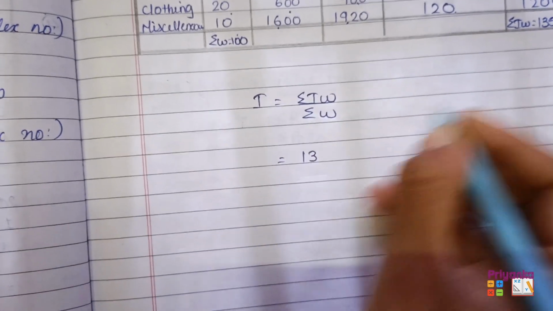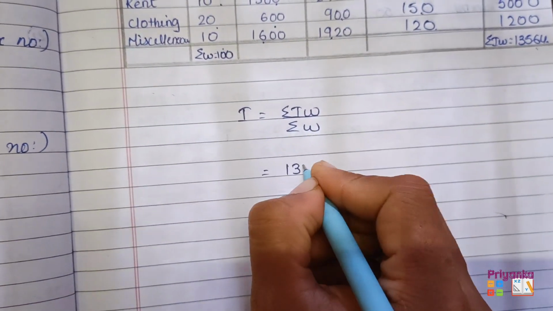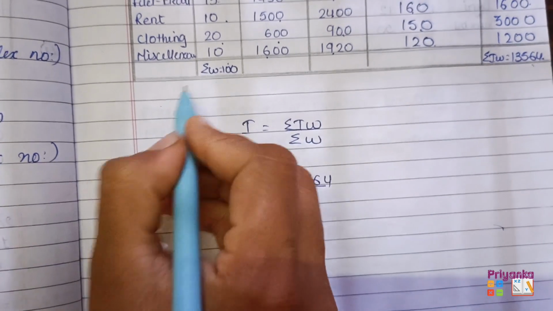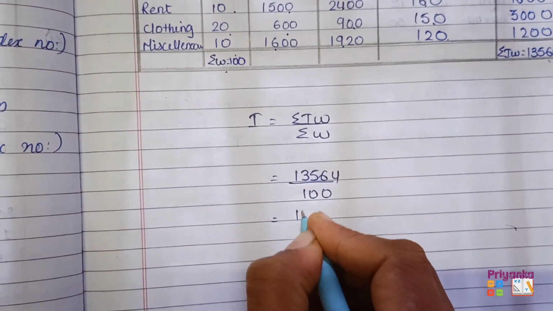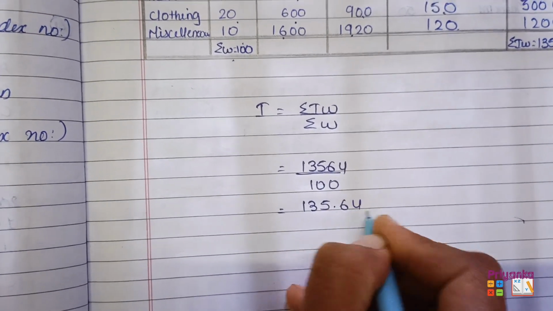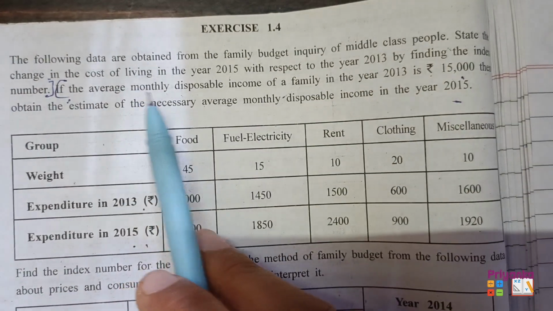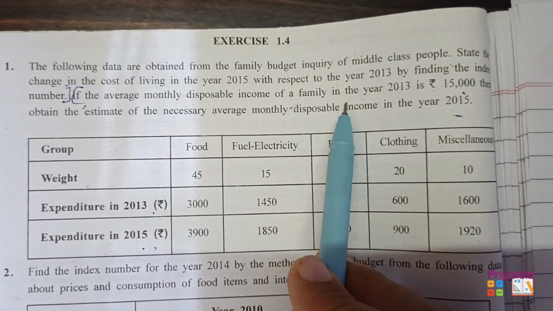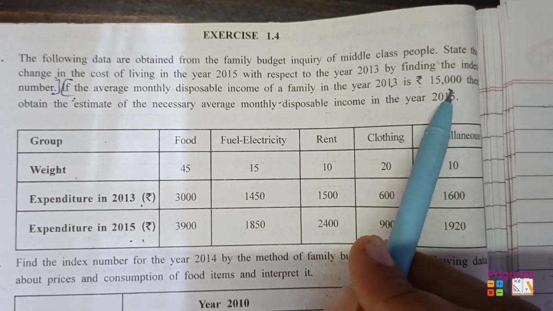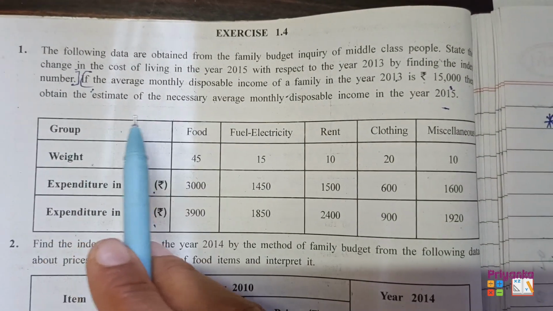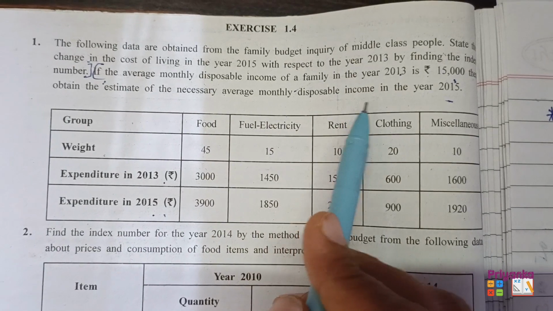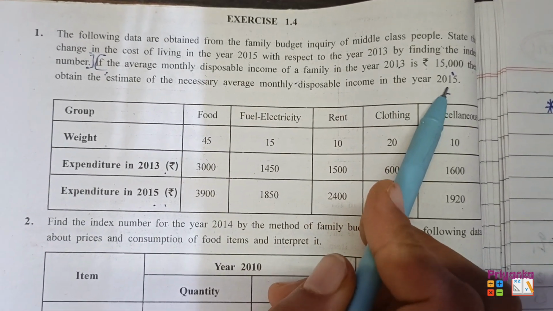Here we get 13564 divided by sigma W, 100, and the answer is 135.64. Now as per the question, they asked to find out, if the average monthly disposable income of the family in the year 2013 is 15,000, then obtain the estimate of the necessary average monthly disposable income in the year 2015.